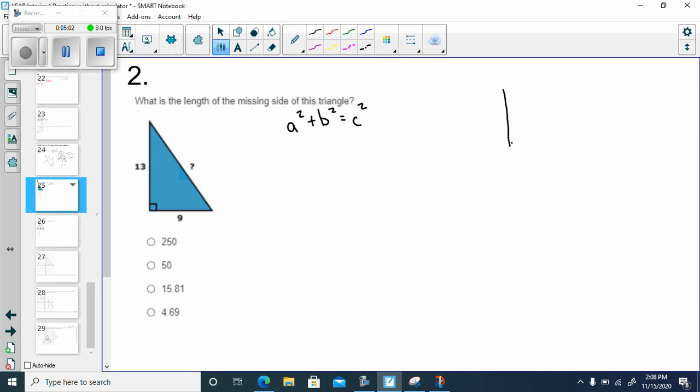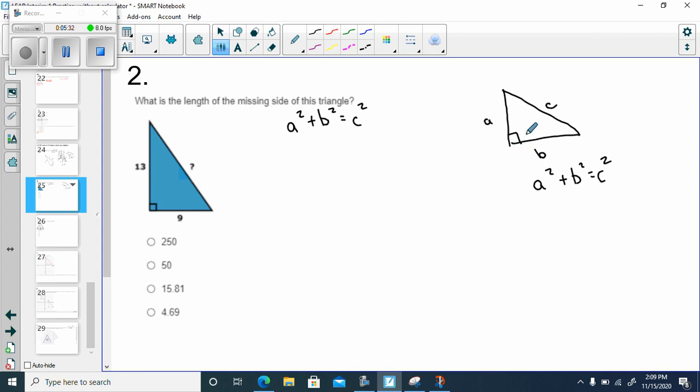Now remember, your formula sheet is going to show you a right triangle. It's going to show you the right angle, the little box. It will show you that C is across from this right angle. It will show you that A and B are the two legs. It will show you the formula, A squared plus B squared is equal to C squared.